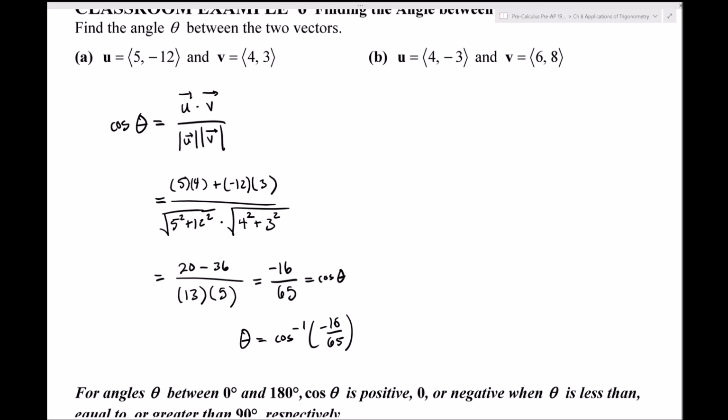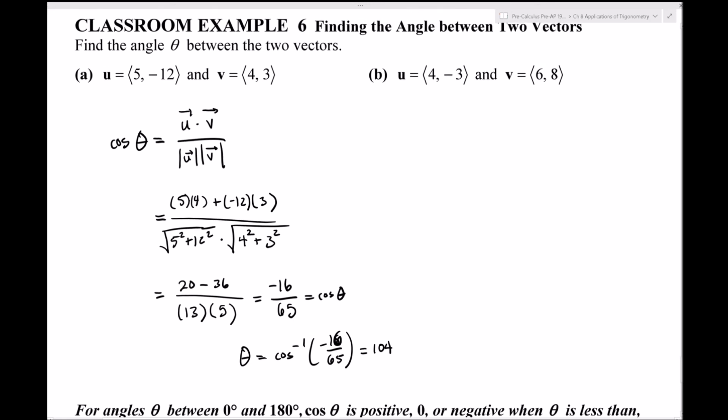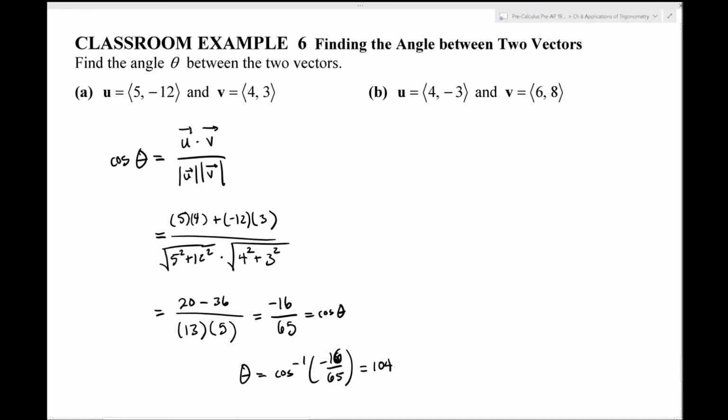So we're doing the inverse cosine of -16 over 65. That looks like a 15 the way I wrote it, but it's supposed to be a 16. And I'm getting 104.25 degrees. They didn't tell me what to round to, so I'll just leave it as that. So 104.25 is the angle that I have here.